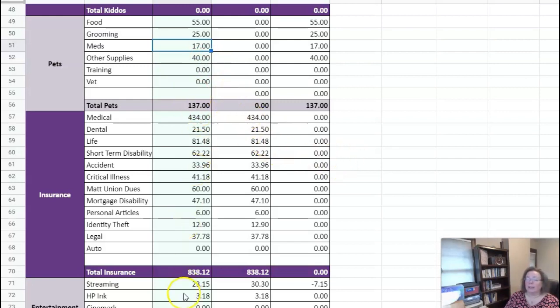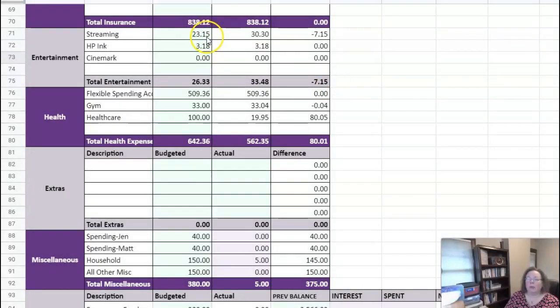In insurance, really nothing exciting to see here. We're not planning on any changes at all, which brings us to $838 for the month. In entertainment, we're planning on $23 for streaming and $3 for HP Inc. Still nothing for Cinemark. That brings our total to $26.